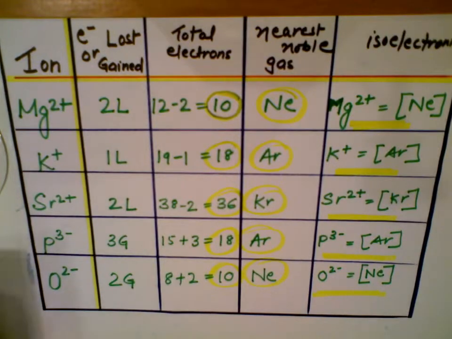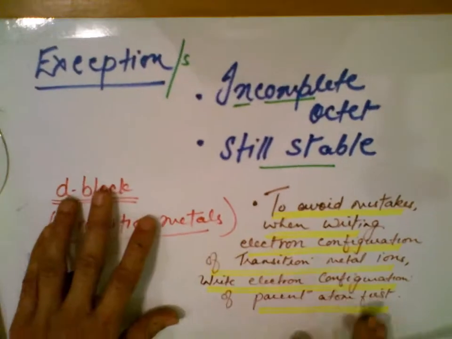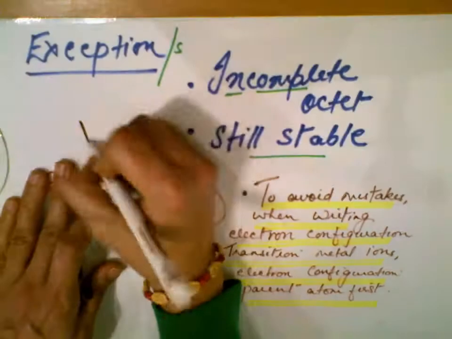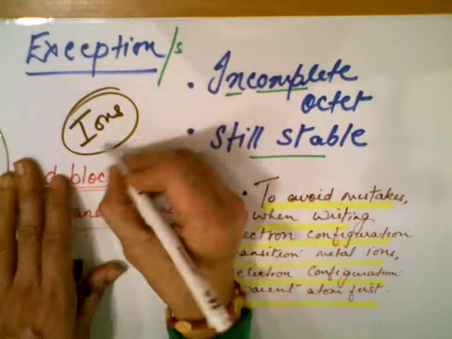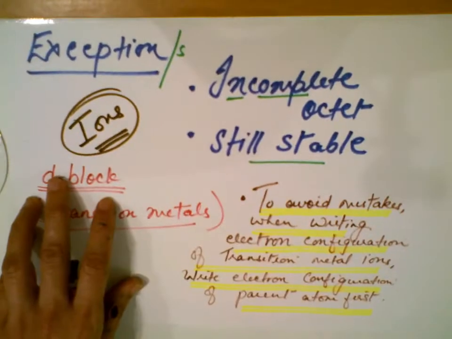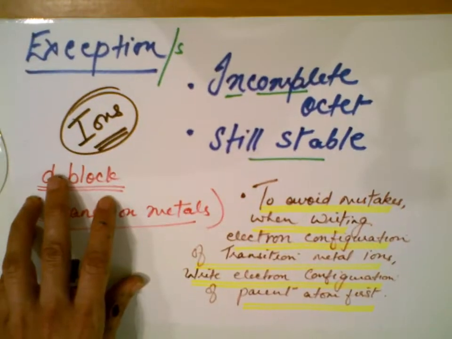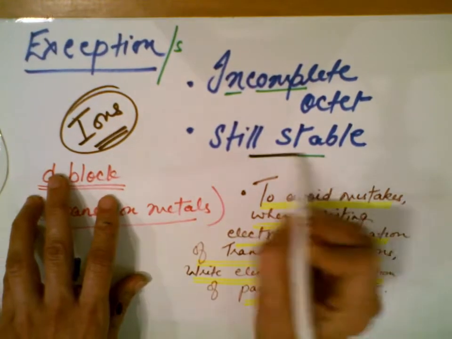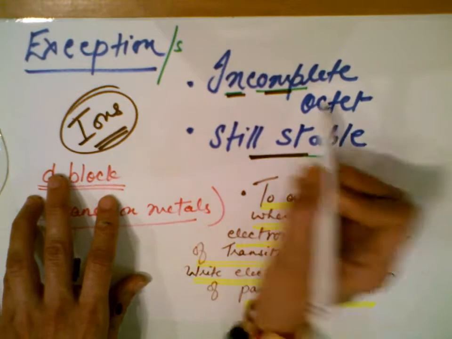Okay guys, here let me do one exception. So what happens is there are some elements, some ions. Actually we are working on ions, okay? Since we are working on ions, we are going to focus only on ions. So ions of transition metals, some of them, are still stable. They are stable even with the incomplete octet.